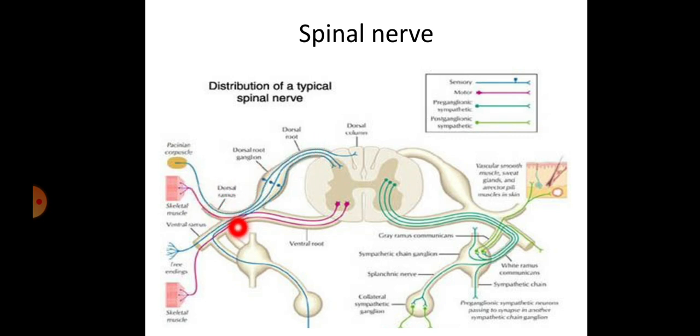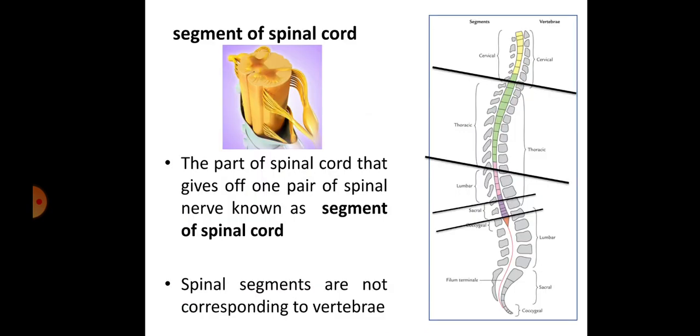So it means one spinal nerve has a dorsal root, a ventral root, and the spinal nerve. The spinal nerve is further divided into the dorsal ramus and the ventral ramus. The ventral ramus is mixed, motor and sensory. Both fibers are found here, and the dorsal ramus also consists of both motor and sensory fibers. So this is about the general structure.